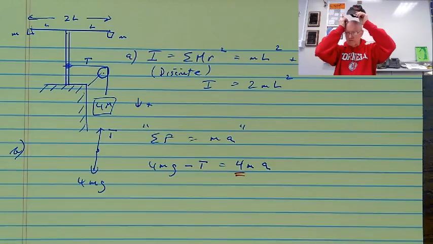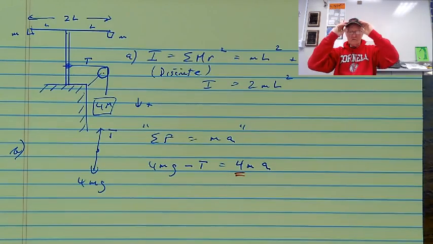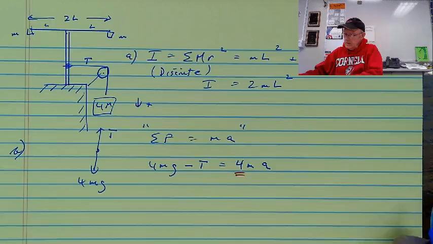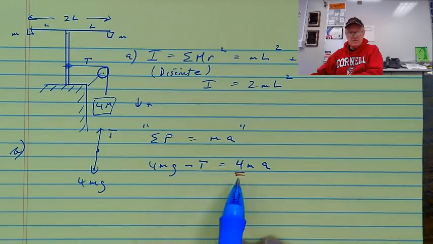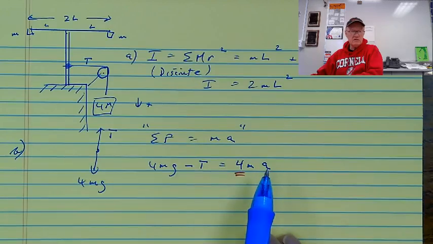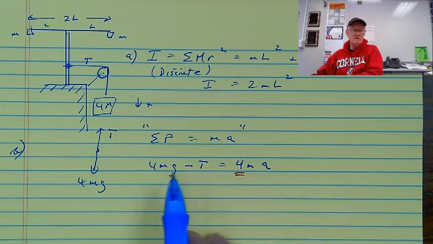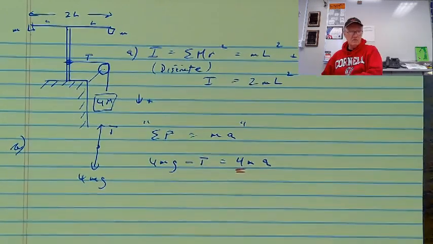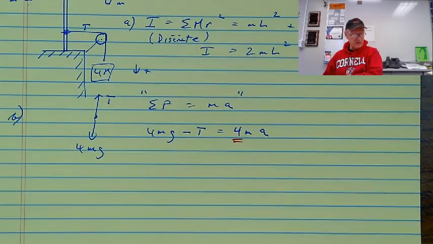Now, I look at this and I see two unknowns. I don't know what the tension is. I don't know what the acceleration is. So that means that we can't use this as our final way to get an answer. We need another expression that involves tension, and the one that's going to come into play now is going to involve torque. So let's look at the sum of torques. The sum of torques is equal to I alpha.